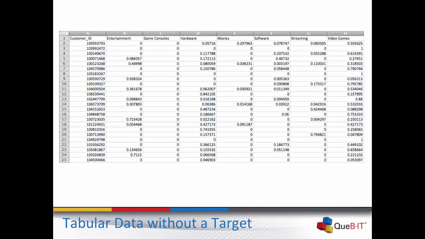Okay? So what about tabular data without a target? Well, this is also tabular. We still have 1 row per customer, but gosh, there's really no variable that feels like a target here. We have a percentage of their spending on entertainment, game consoles, hardware, movies, software, streaming, and video games. Those are all kind of the same. You know, they're all different departments.